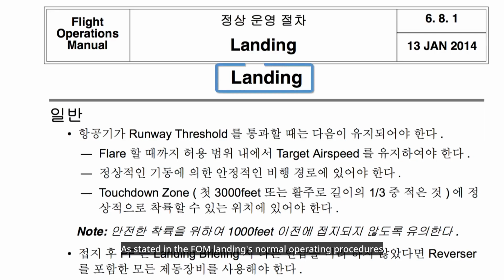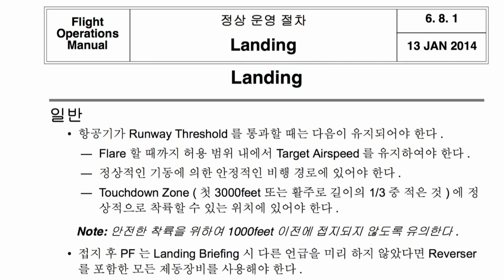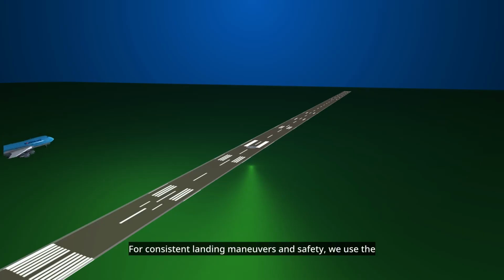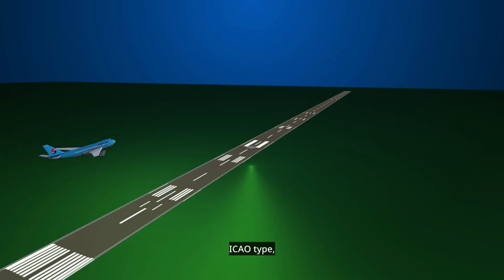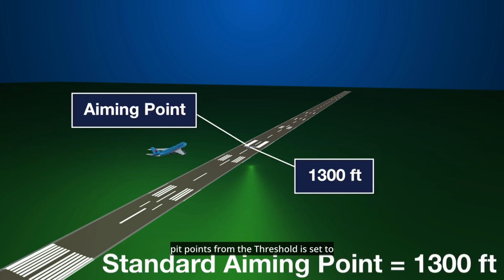As stated in the FOM landing's normal operating procedures, our company's standard policy is, for safety, not to ground before 1,000 feet from the threshold. For consistent landing maneuvers and safety, we use the ICAO type. This means that the aiming point marking at about 1,300 feet from the threshold is set as the aiming point setting criteria.